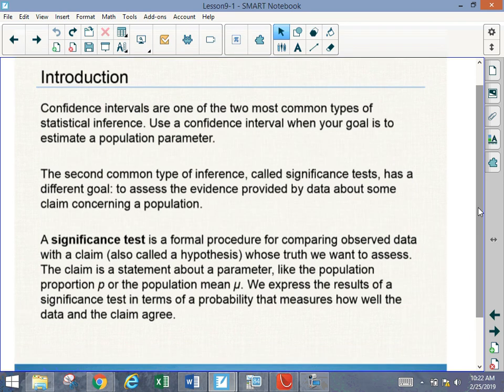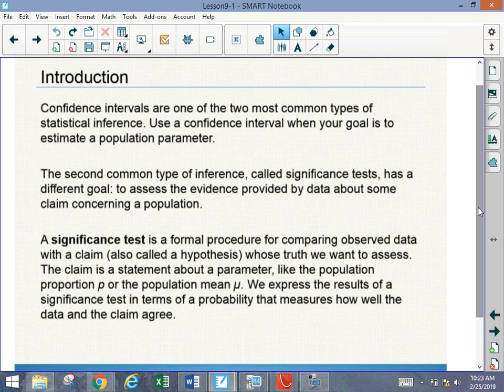So we were doing inference with confidence intervals, right? But it's kind of wishy-washy, right? We expect the mean to be on this particular interval. Now we're going to be able to say, given this data that we have, we're going to be able to actually get a probability of how likely it is that a claim could occur.